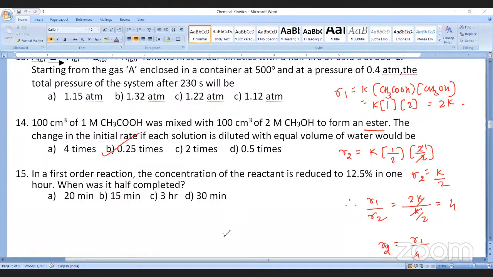Okay, so R2 will be equal to 0.25. After solving, 1 divided by 4 is how much? It will be 0.25. Okay, so 0.25 times R1. So our answer is option number B. Okay, I hope it is clear.